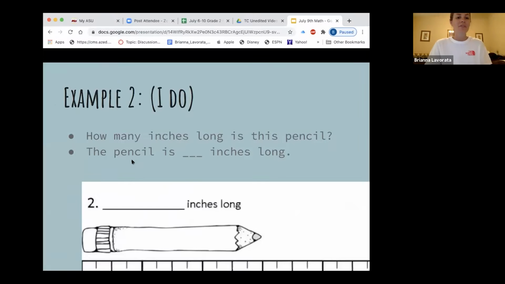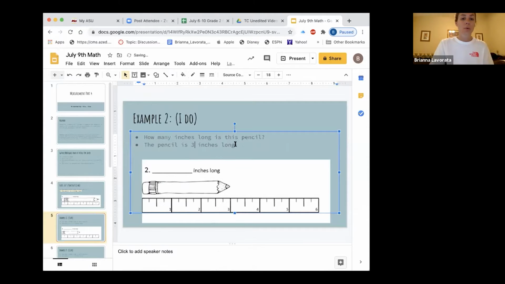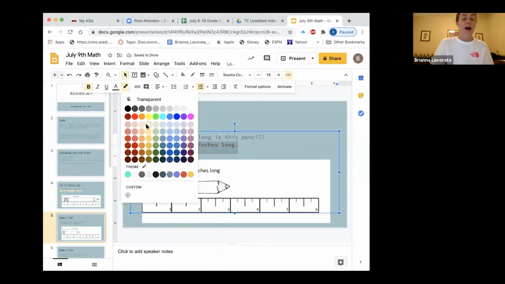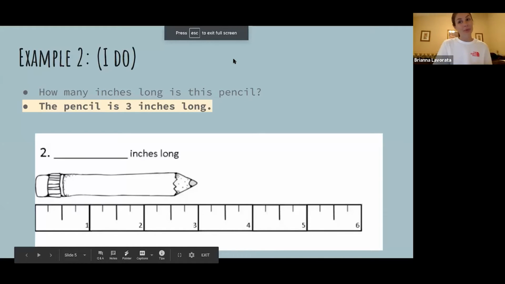So here we have, the pencil is, let's see, we're going to start at number 1. We see our pencil goes on to number 2, and it also goes on to number 3, and it stops, right? Our pencil is not going on past the ruler. So this must mean our pencil is 3 inches long, okay? I'm going to bold that again for you so you can see the pencil measurement, 3 inches long. Go ahead and write what is in yellow on your paper.